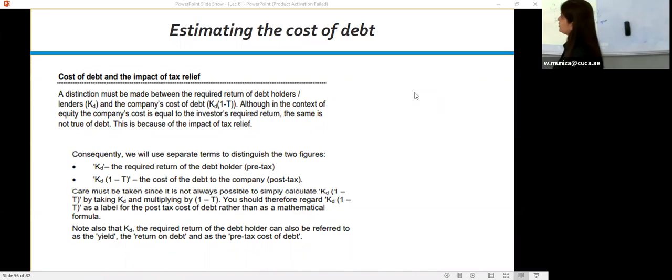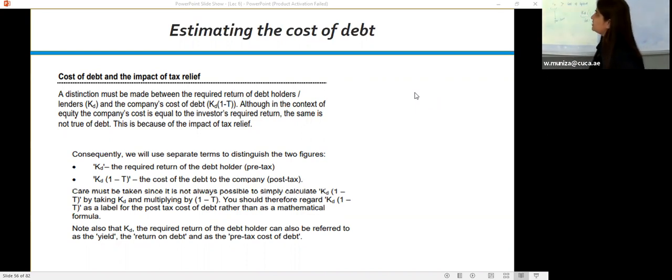So they say the cost of debt and the impact of tax relief. A distinction must be made between the required return of the debt holders, the lenders, and the company's cost of debt. Although in the context of equity, the company's cost is equal to the investor's required return, the same is not true of debt. Okay, so they are writing it also. This is because of the impact of tax relief. Consequently, we will use separate terms to distinguish the two figures.